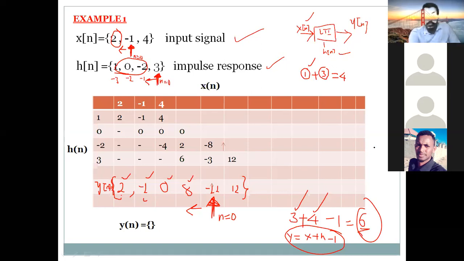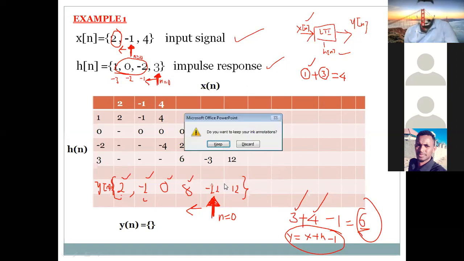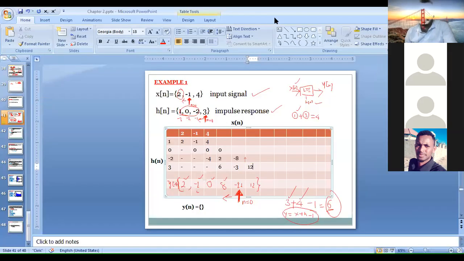To determine the position of the arrow, what should we do? What is the number of samples for x of n to the left of the arrow plus the number of samples for impulse response to the left of the arrow? We add these two, it will be 4, so we put our arrow here. So we'll discuss other examples until it gets clear for you.